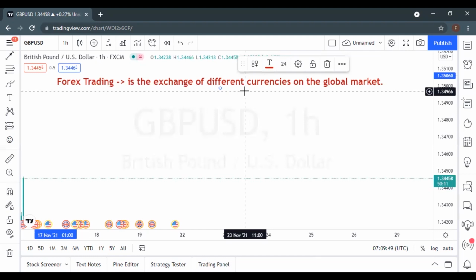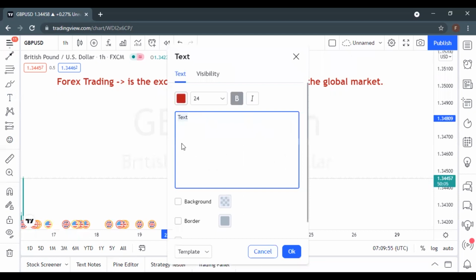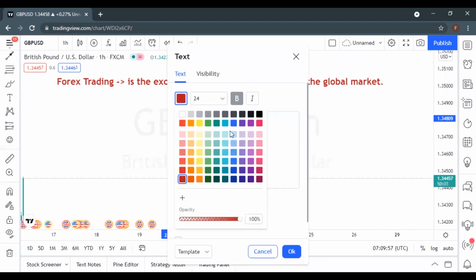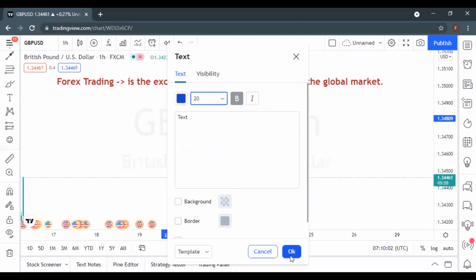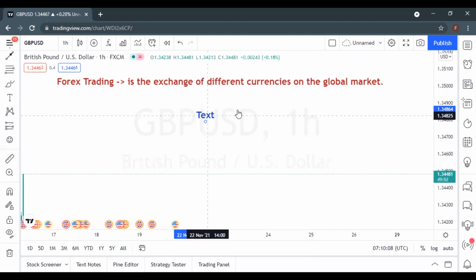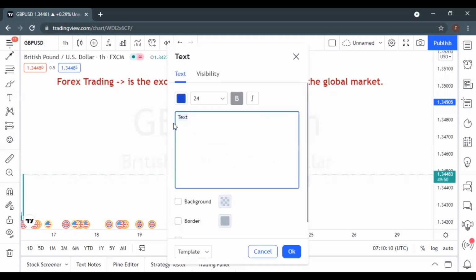So we're saying that we make profits from predicting the movement of the market, right? How do we then say that we are buying or selling in the forex market? Let's do something here. Let's change this to blue, and we can reduce this to 20 maybe. Okay, let's keep it at 24 for now. So we have forex trading, and we say that it is buying and selling.